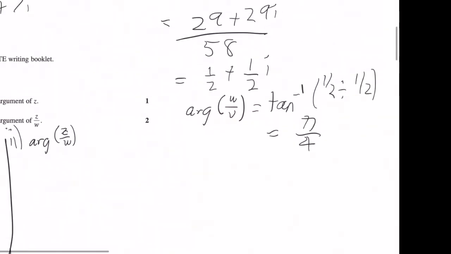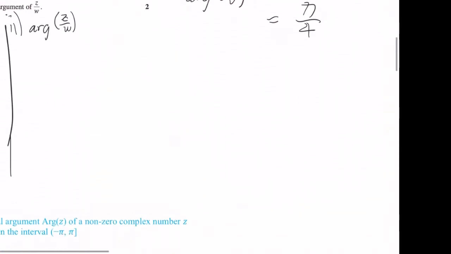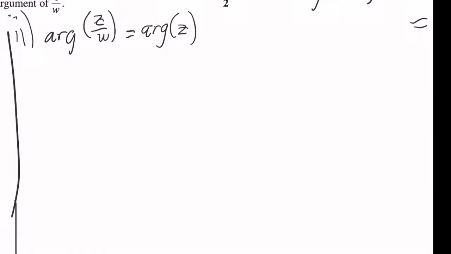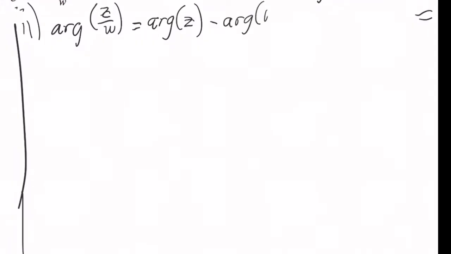For part 2, we want to calculate the argument of z over w. Well, we could evaluate z over w first, just like we did previously, but let's use an identity. There is an identity which states the argument of a on b would be the argument of a minus the argument of b. So we will have the argument of z minus the argument of w.